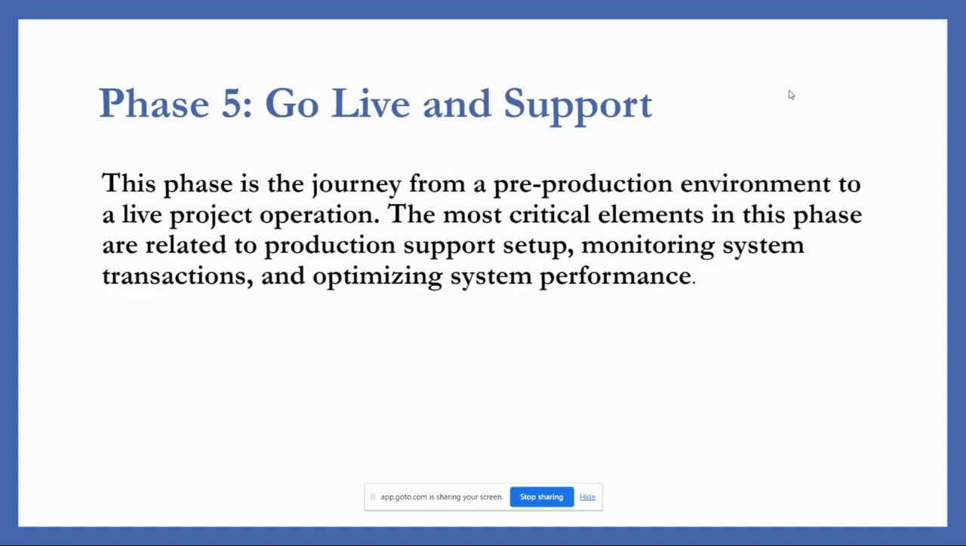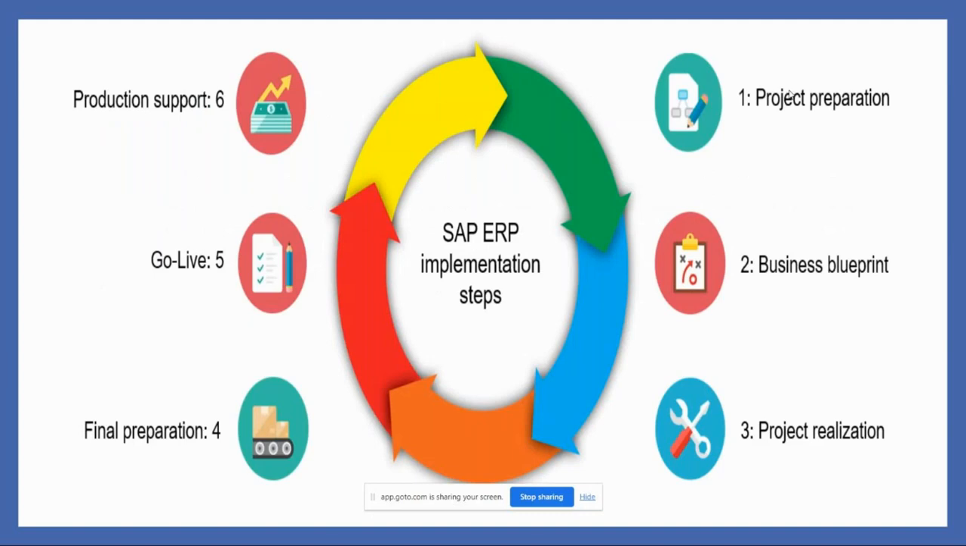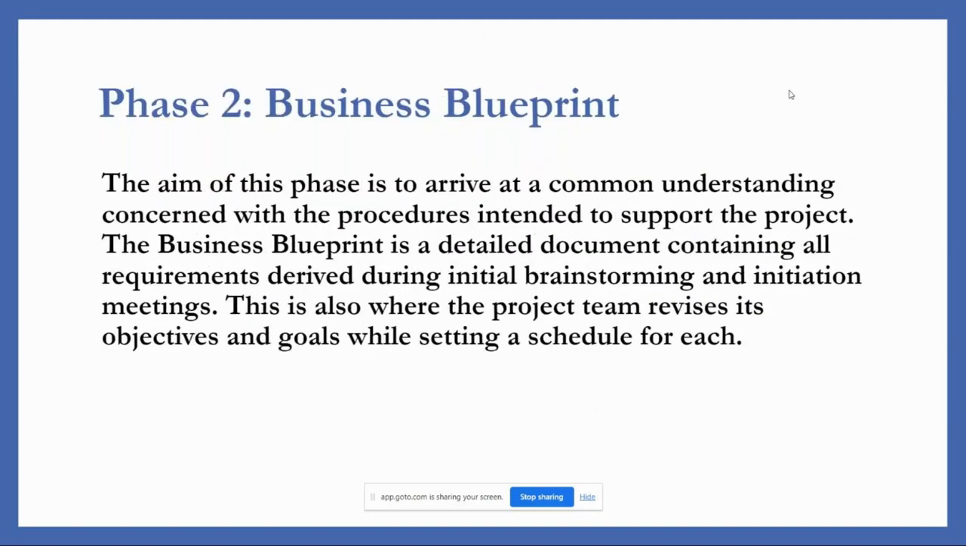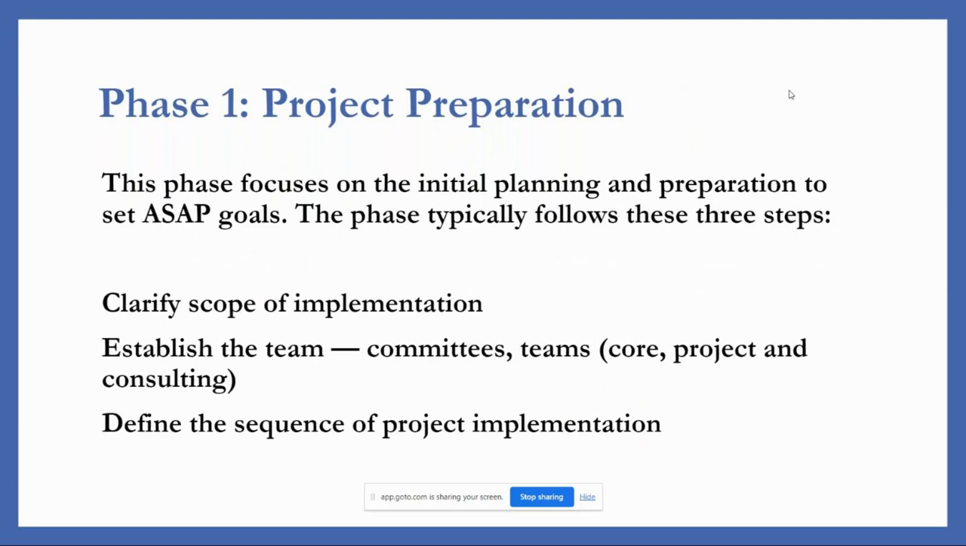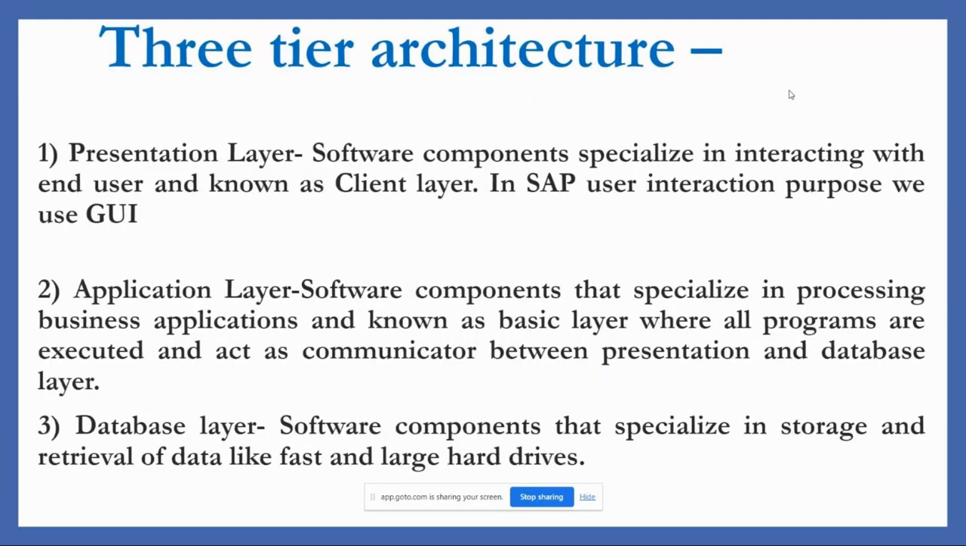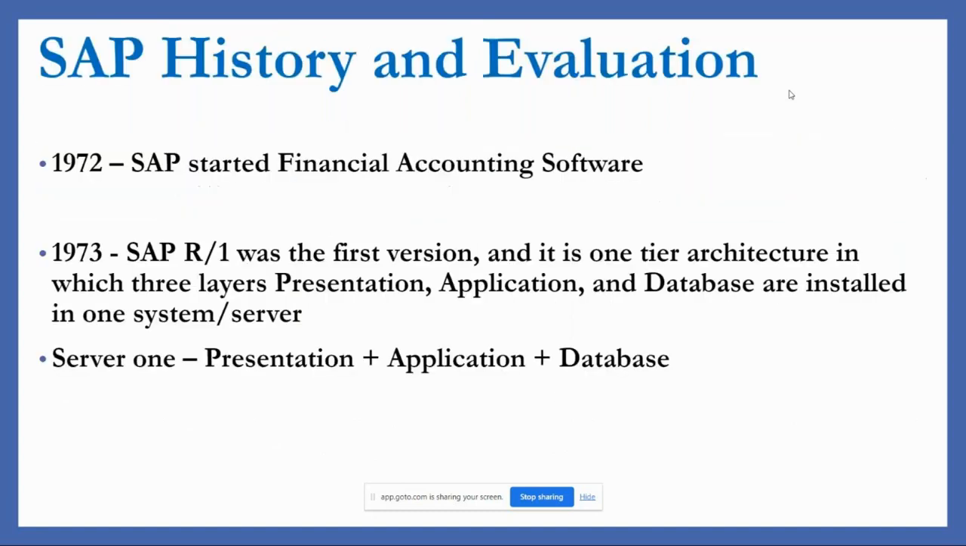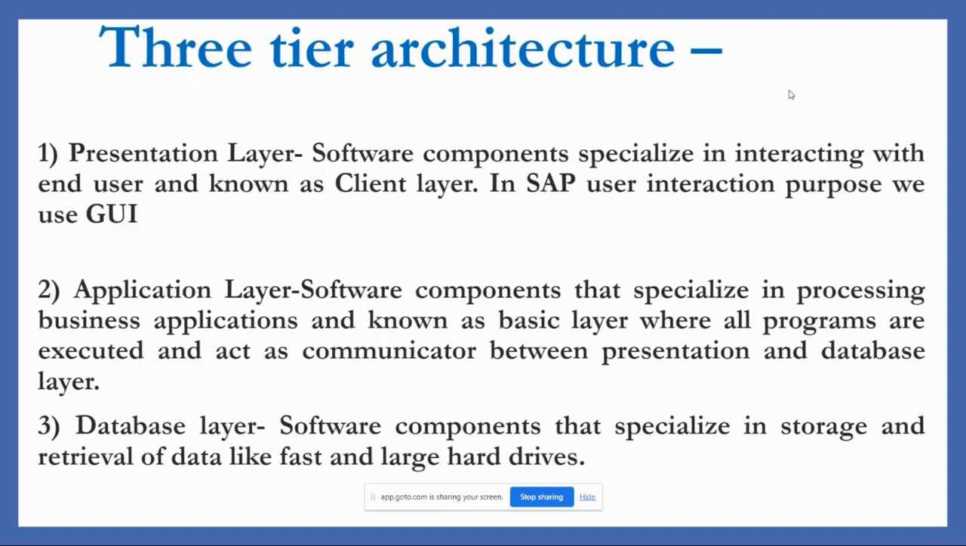So this is how it takes place, and I don't want to go into the history of how it was working. In case you want, I can explain it. This is nothing but how it is being developed. But you have to know the three-tier architecture, that is, how the process takes place. First, in 1972, they started a financial accounting software. It had one presentation layer, one application layer, and one database. Before that, we have to know what this three-tier architecture is.